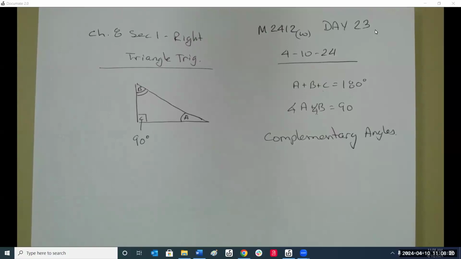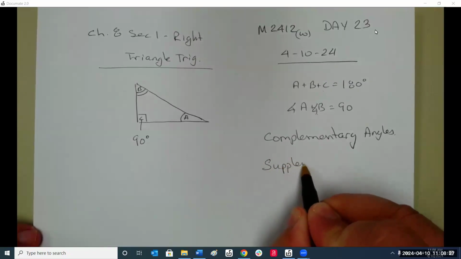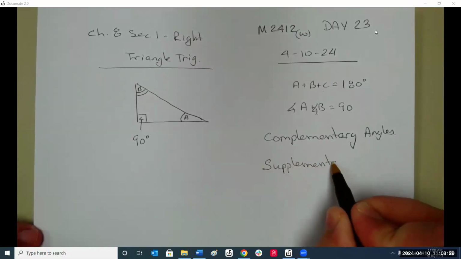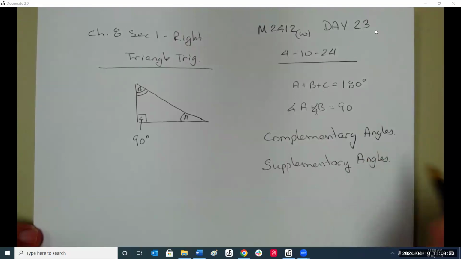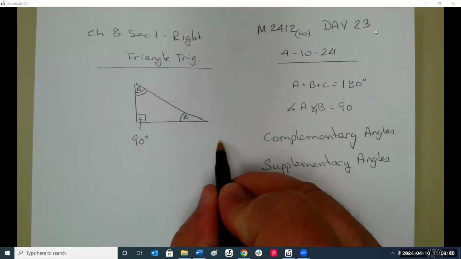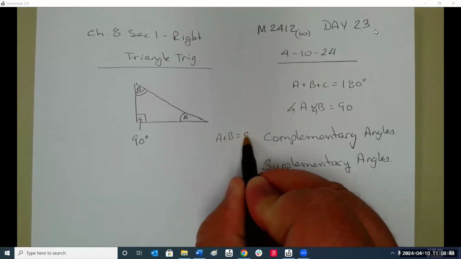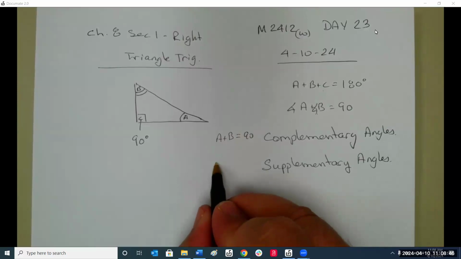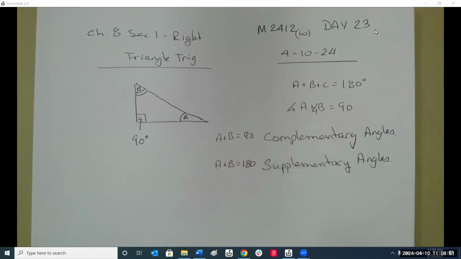Students get mixed up with these terms, complementary. The other one that we'll eventually talk about is called supplementary angles. Complementary is A plus B equals 90. Here we have two angles that equal 180.